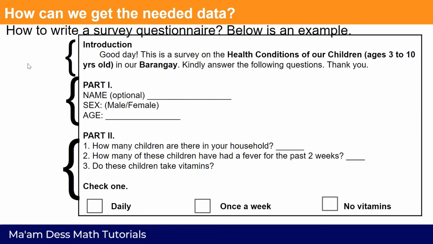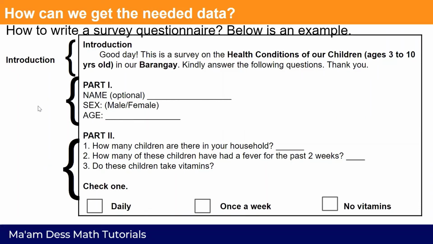Okay, the first one, introduction. In the introduction, it must be like this: good day. Syempre, meron po tayong greeting sa unahan. This is a survey on the health conditions of our children ages 3 to 10 years old in our barangay. Kindly answer the following questions. Thank you. So, may greetings and then dapat po magpasalamat tayo.